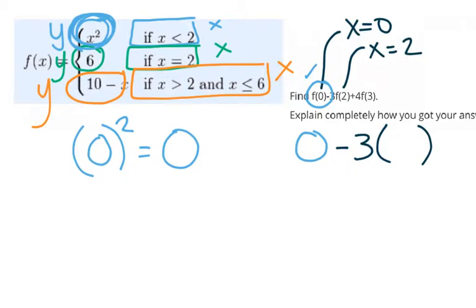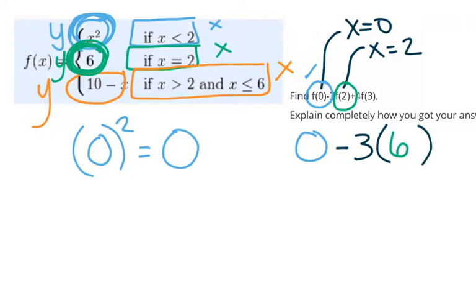I only use the blue function for when x is less than 2. I use the green function when x is equal to 2. I use the orange function when x is greater than 2 but less than or equal to 6. So this one is going to be the green function, and it already tells me what my y coordinate is. Notice there's nothing I can plug in. There's no x. So my answer is just 6.